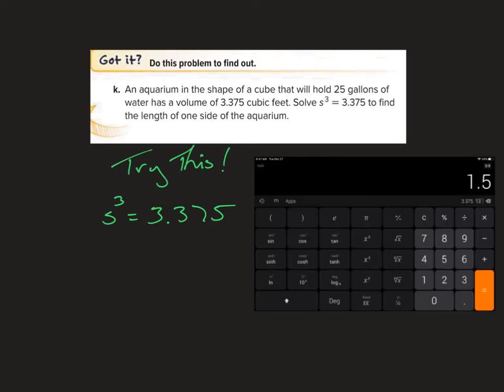So I entered the values in the calculator, and I entered 3.375, and then hit the cube root key, and my final answer is 1.5. So the side length, s, equals 1.5 feet.